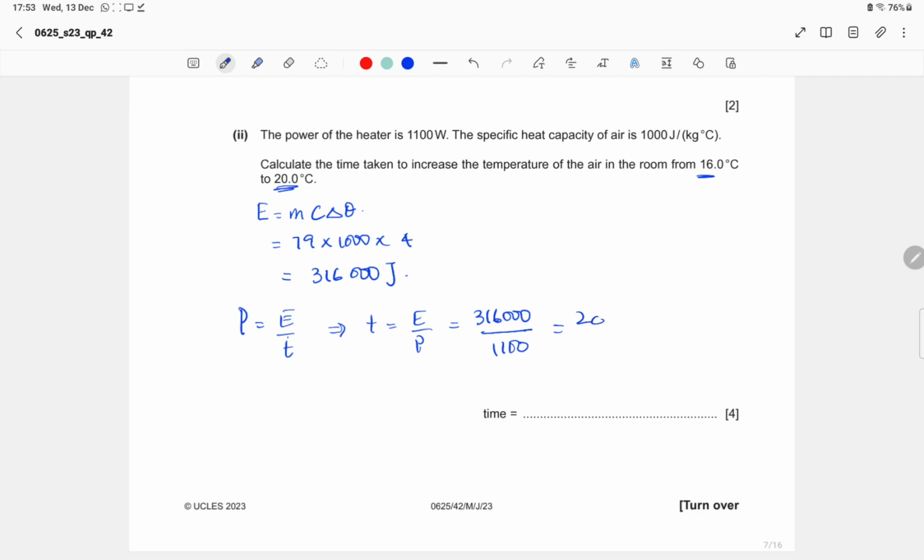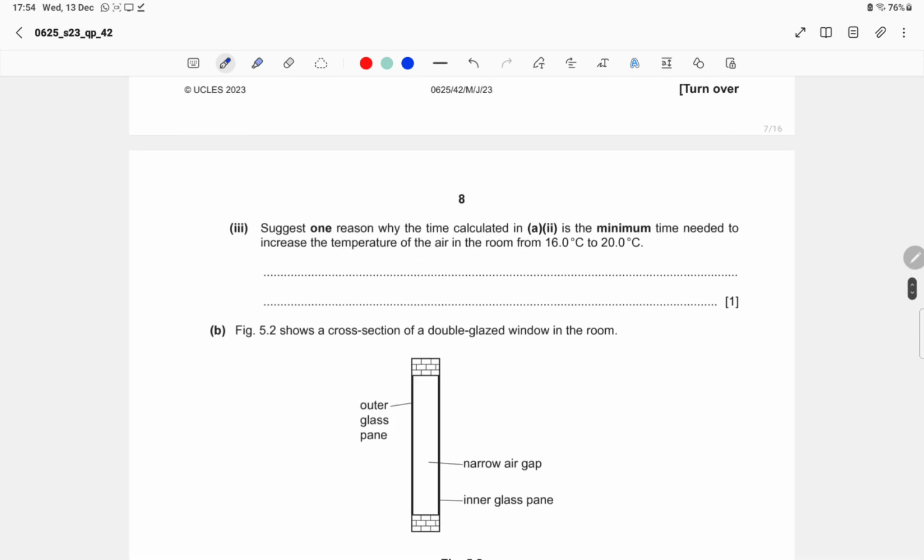Is going to be 287.27, which is approximately 290 seconds. So this is how you do this question. Okay, moving to the next question.